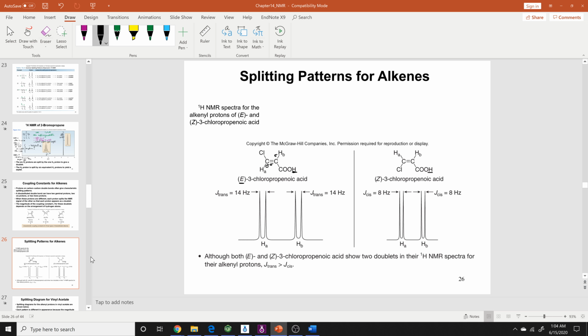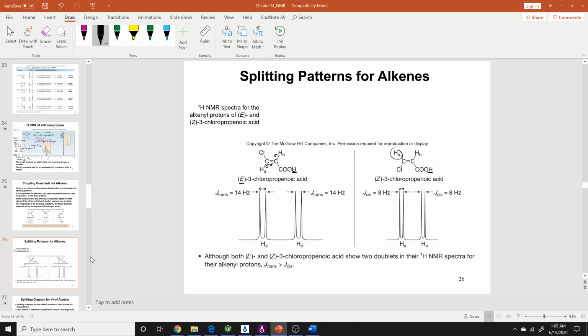The coupling constant is the distance between the two peaks. The coupling constant for the trans is the largest. It's 14 hertz. Compared to the trans, the coupling constant for the cis is narrower. It is smaller, around 8 hertz in that case. So proton A will split proton B into a doublet, and proton B will split proton A into another doublet.